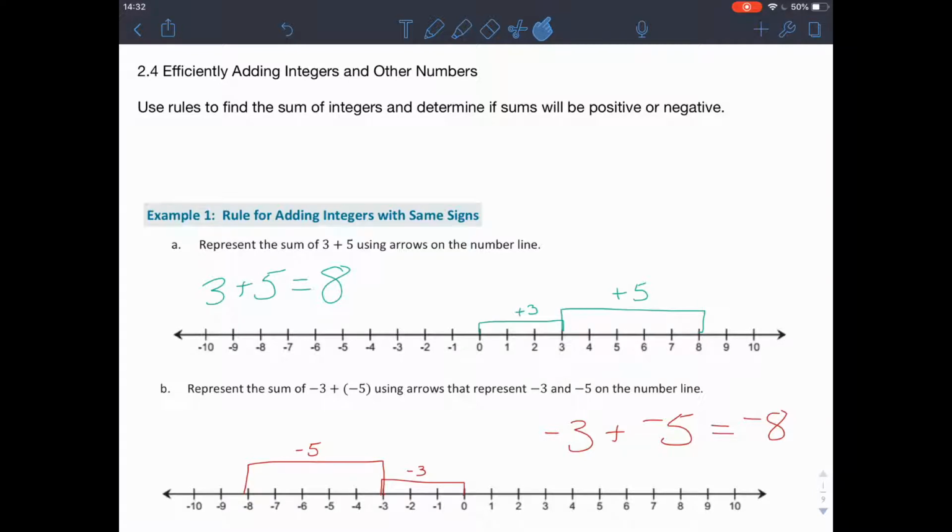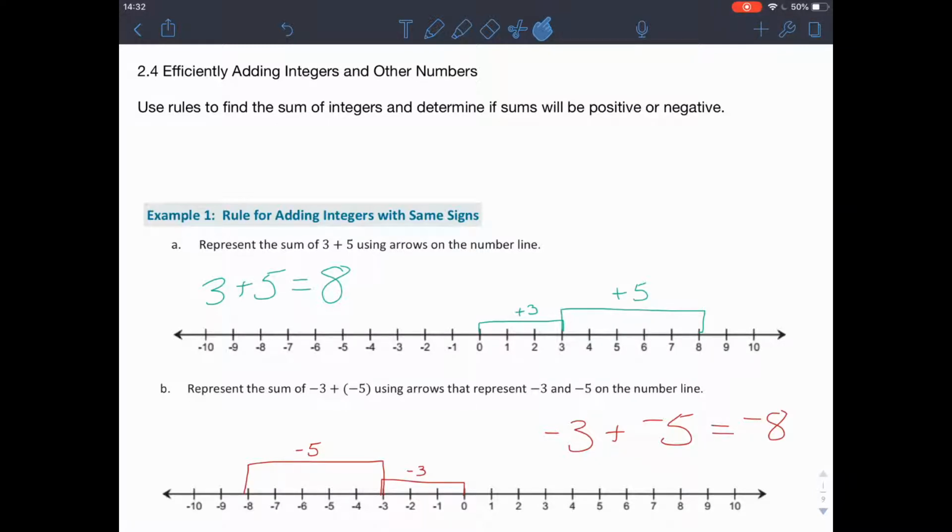In this video, we're looking at Lesson 2.4, Efficiently Adding Integers and Other Numbers. Our learning goal is to make sure we can use rules to find the sum of integers and determine if sums will be positive or negative. This will help us master Standard 7.NS.A.1: Apply and extend previous understandings of addition and subtraction to add and subtract rational numbers.